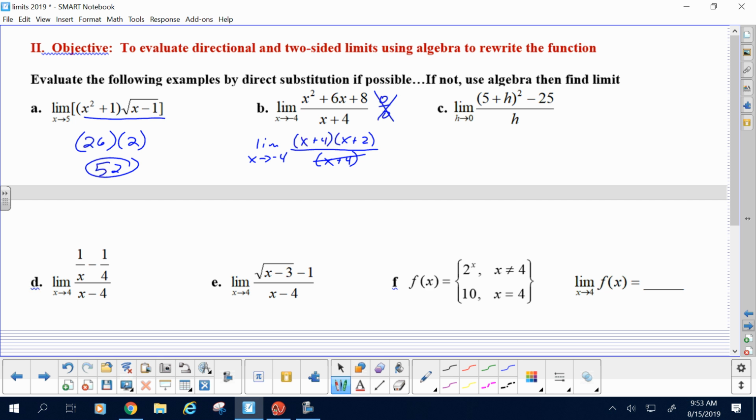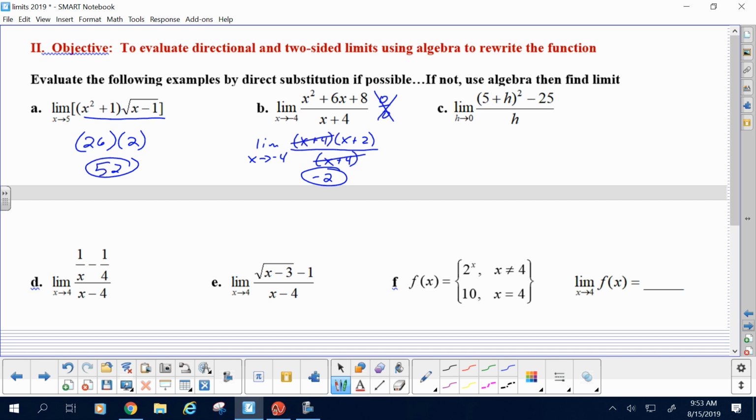Now, the beauty of that factoring is that the 0 over 0 problem has been removed. Now I can put in -4. What do I get? -2. Okay? So you do some algebra to remove the 0 over 0 problem, then do the limit by direct substitution after the problem is resolved.